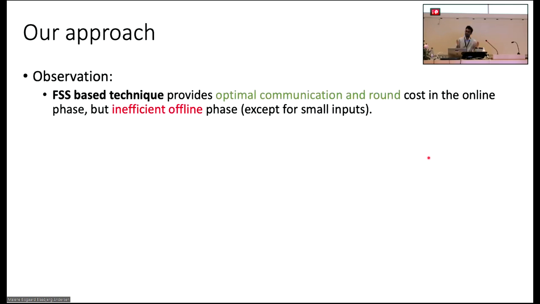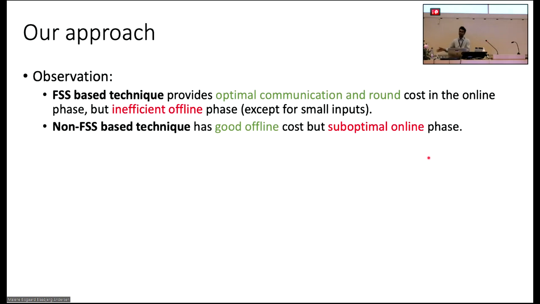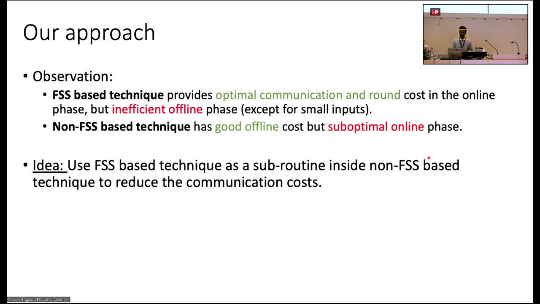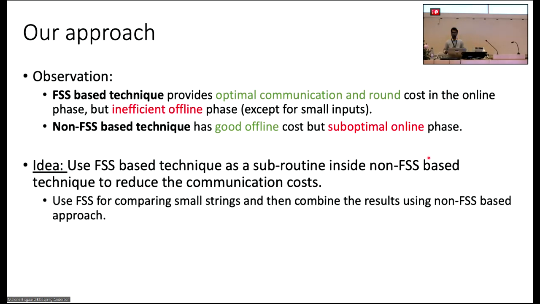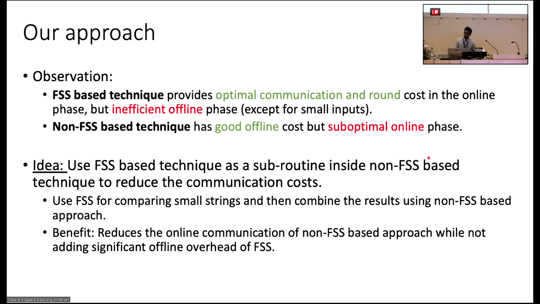We observe that FSS-based techniques provide you optimal online communication and round cost in the online phase, but they have a very inefficient offline phase, except for small inputs. Whereas, on the other hand, non-FSS-based techniques have good offline cost, but suboptimal online phase. So the idea is, what if you use FSS-based techniques as a subroutine inside non-FSS-based techniques to reduce the communication cost? More specifically, we use FSS for comparing small strings and then combine the results using non-FSS-based techniques.